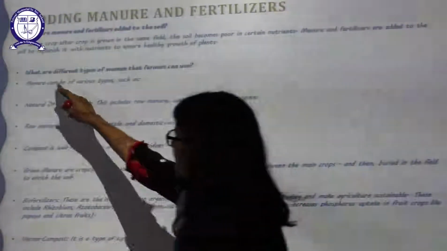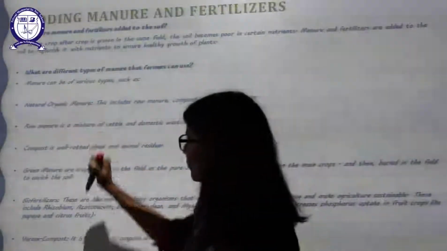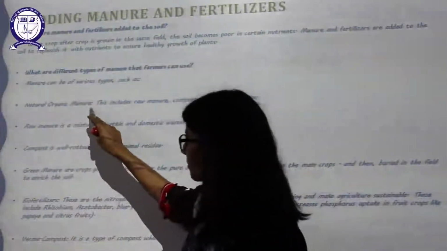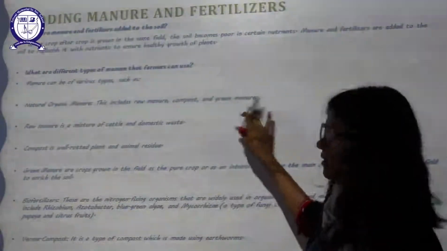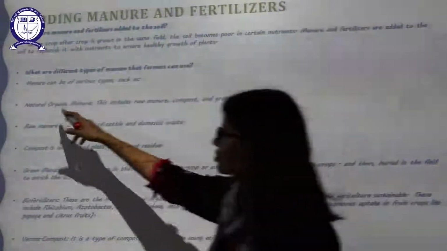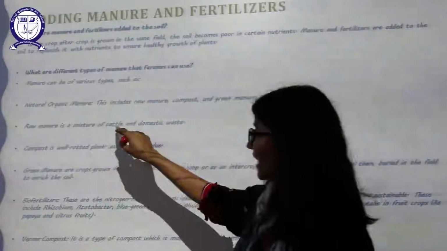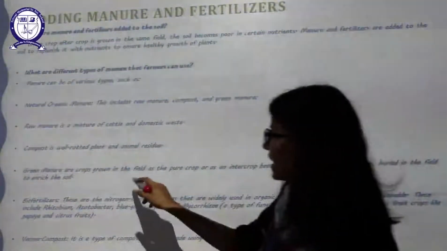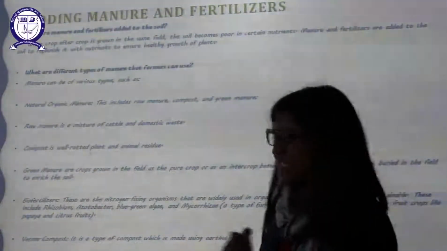Okay. What are the different types of manure that farmers use? Manure can be of various types. Natural organic manure includes raw manure, compost, and green manure. Your household biodegradable waste all forms natural organic manure. Next, raw manure, which is a mix of cattle and domestic waste. Then compost is well-rotten plant and animal residue.